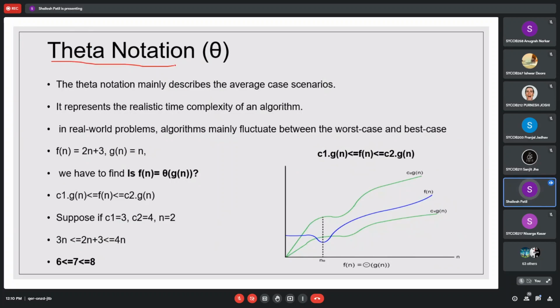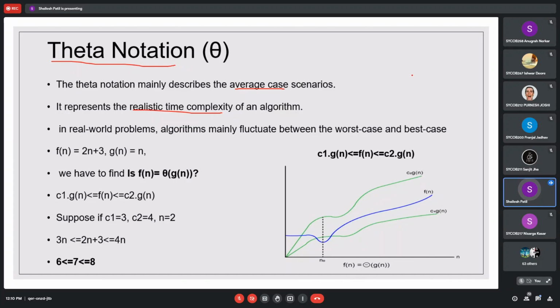Because no algorithm will always work at its worst, and no algorithm will always work at its best. It will range from worst to best, or best to worst. So the theta notation mainly describes the average case. It represents the realistic time complexity of an algorithm, because it always varies.